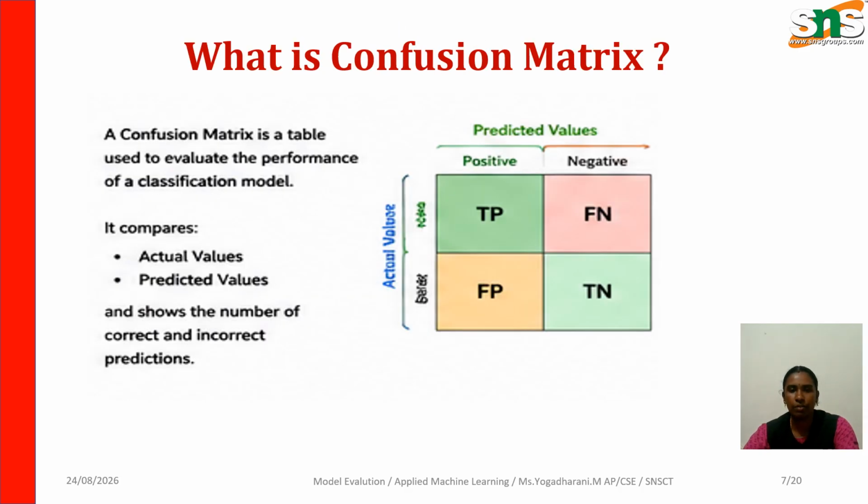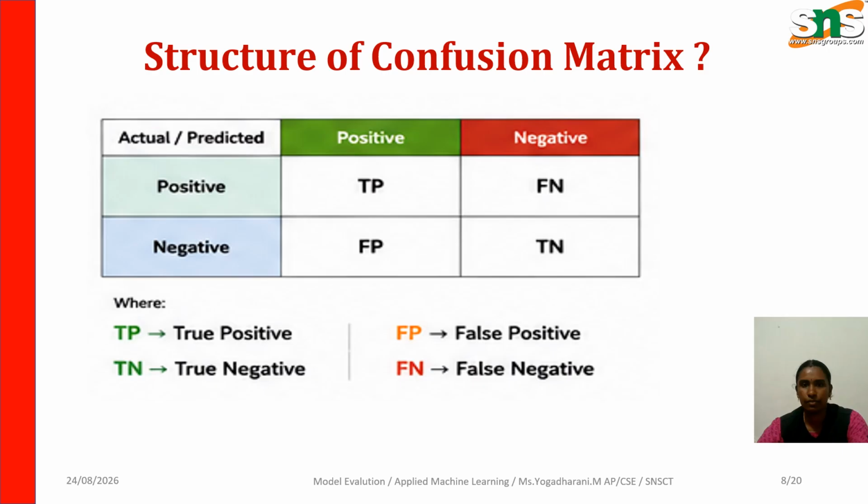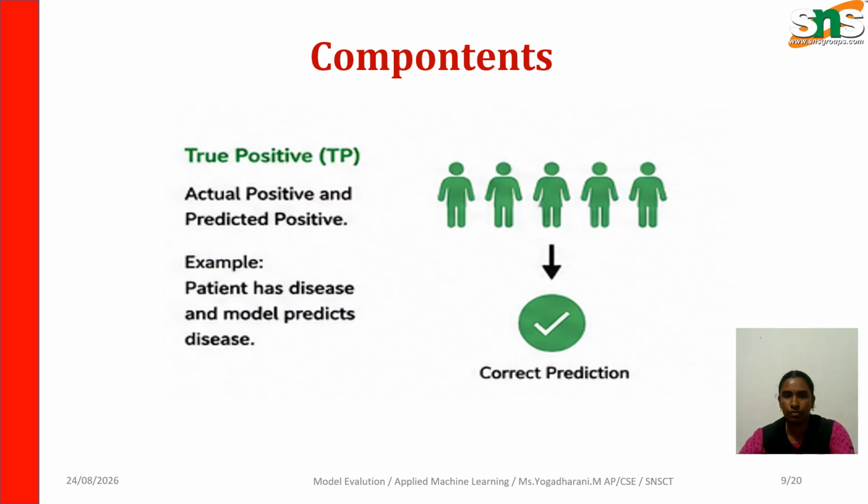Here, the confusion matrix is a 2 cross 2 table for a binary classification. It contains four values such as TP, TN, FP and FN. It compares the actual class with the predicted classes. So, this is the structure of the confusion matrix. The row represents the actual value and the column represents the predicted value. And these are the components of the confusion matrix.